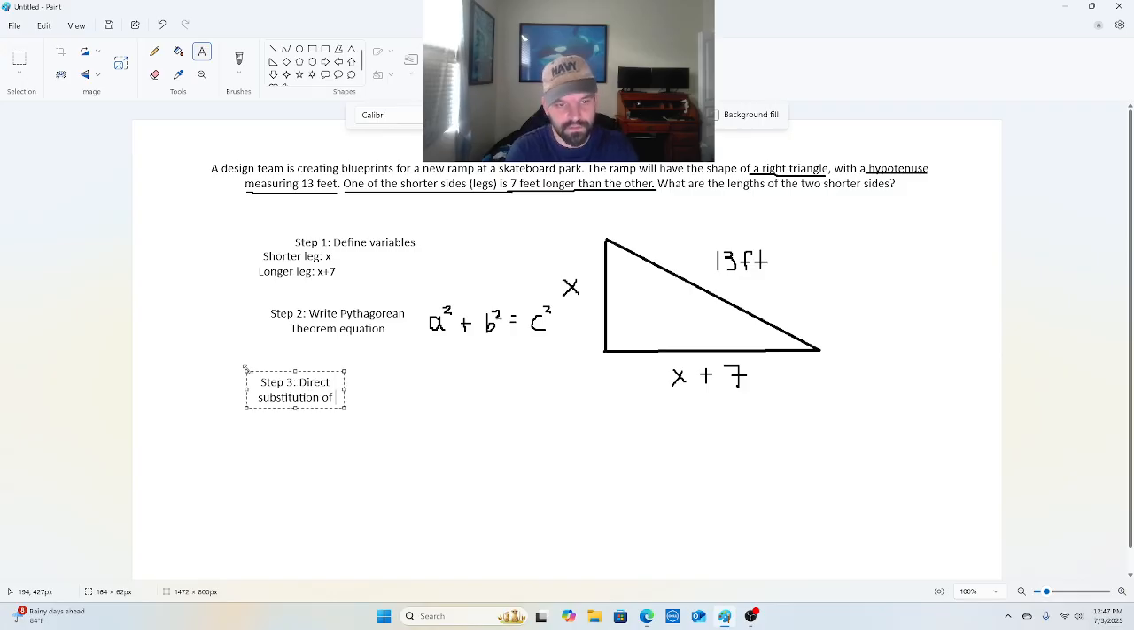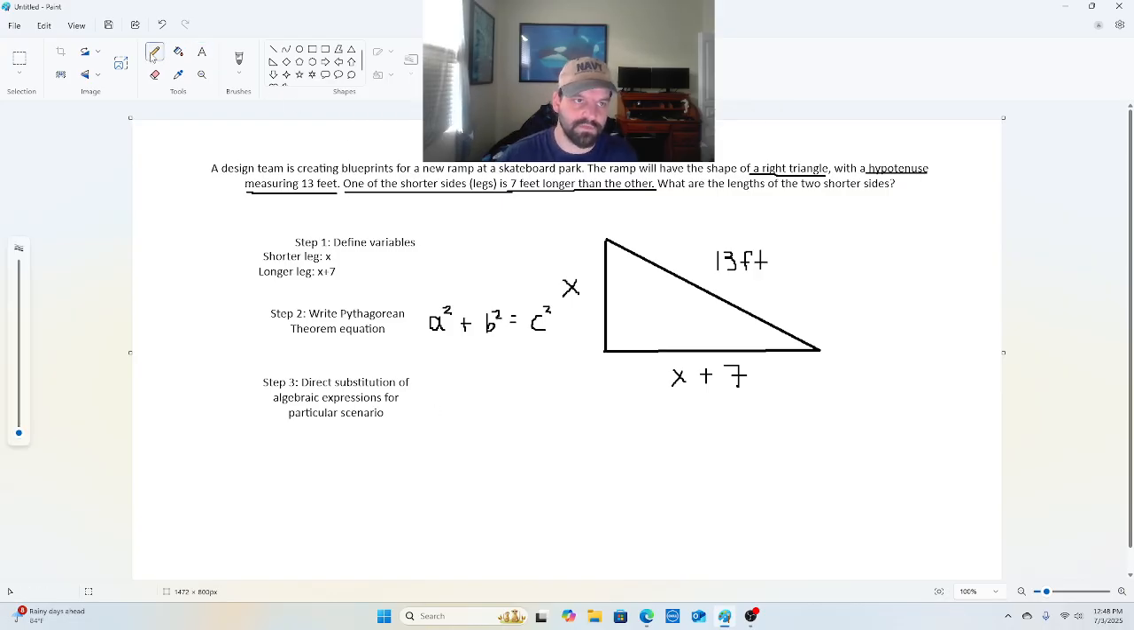So step 3, direct substitution of algebraic expressions for a particular scenario. There we go. Okay, so let's go ahead and make that substitution here.